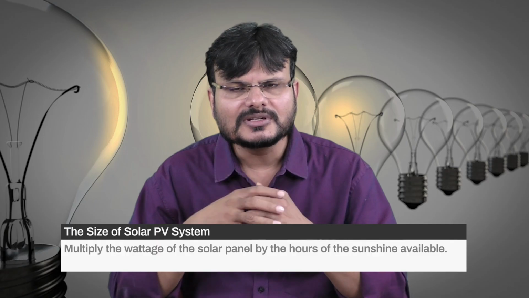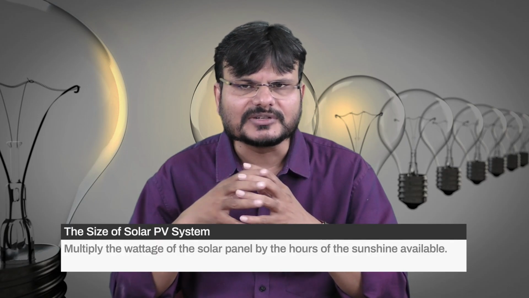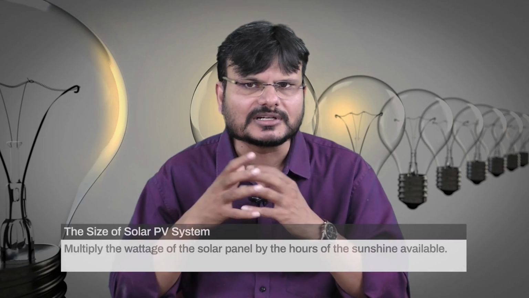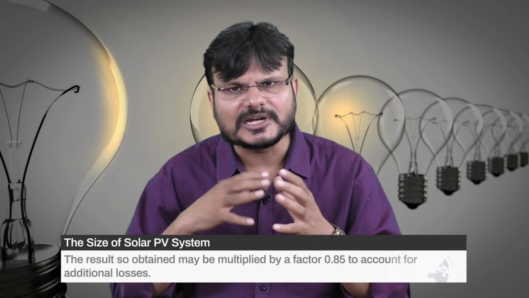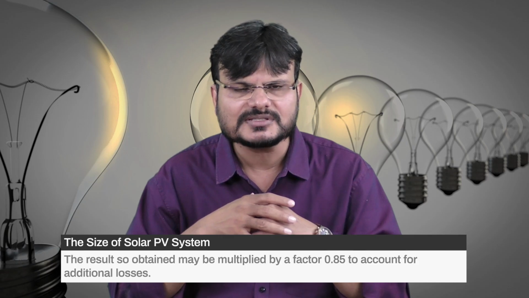And how will you measure the sunshine hours? It depends on the weather or climate. Suppose you are talking about the daily climatic condition, that means the sunshine hours during the summer are approximately 9 to 10 hours. Then the result so obtained is multiplied by a factor of 0.85 to account for the additional losses.